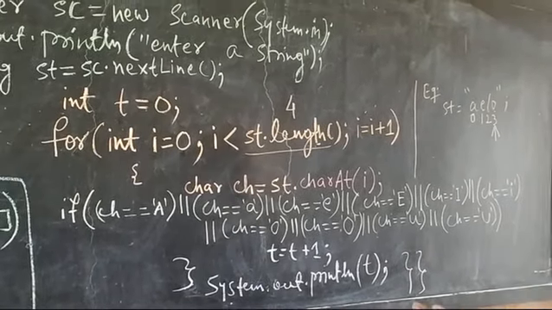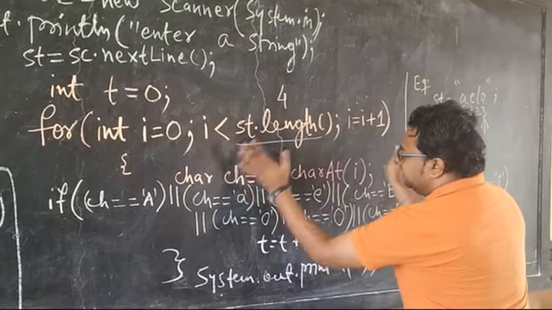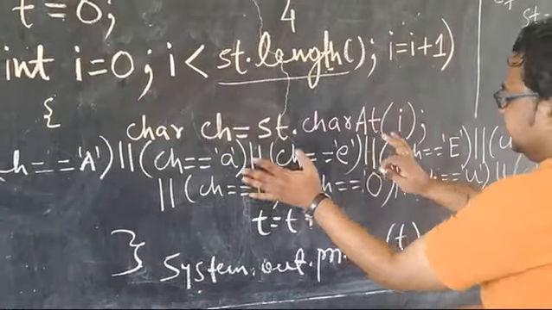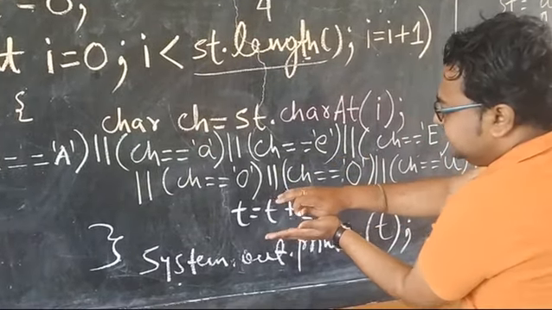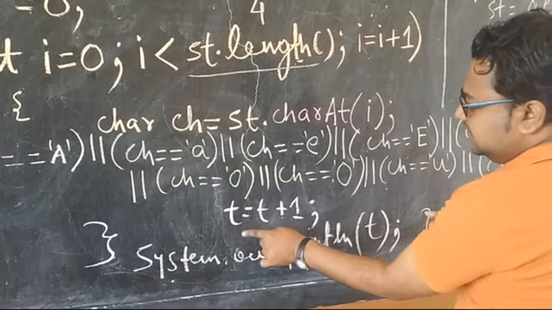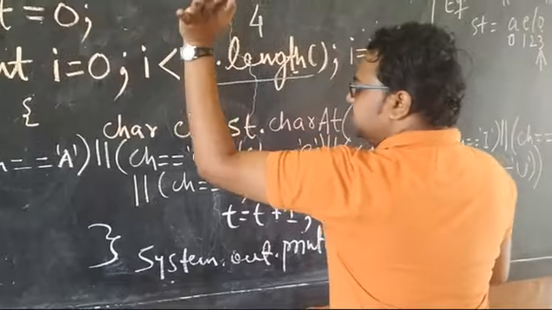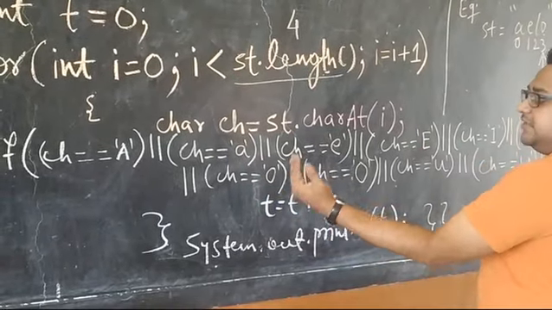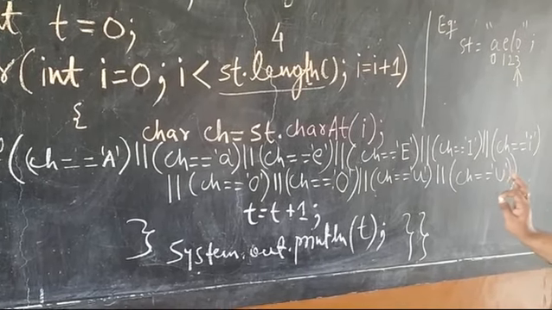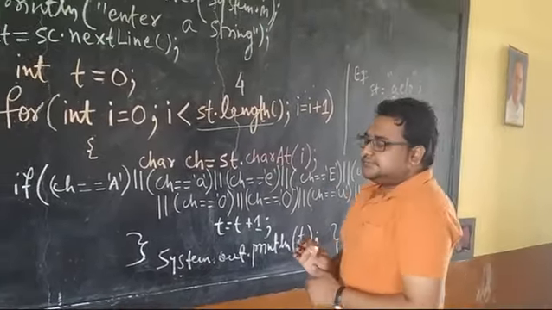And at last we are printing t. So this t will store all the vowels. It will check one character, and thereafter it will store in t if it is a vowel. If this condition is true, the value of t will increase by 1. In the beginning the value of t is 0. Now the value of t will increase by 1, and at last we are printing t, so we will get the total number of vowels.